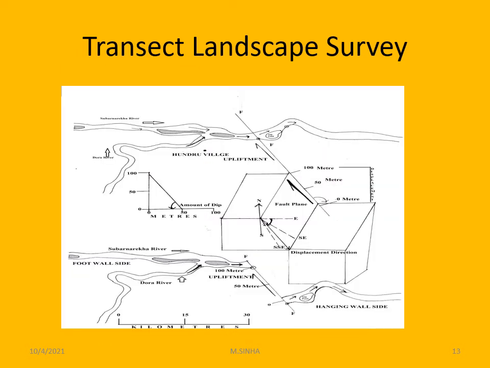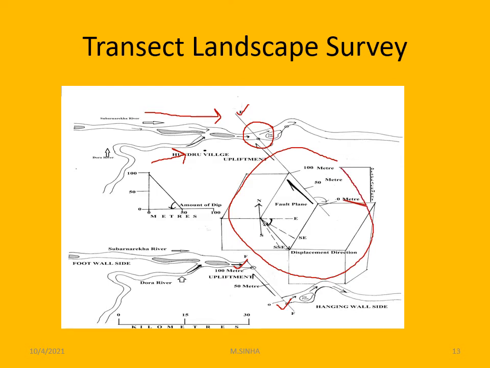It's an example of a transit study. It's a real information study. This is the river Subarnarekha flowing in that direction, and this is the Daronala, and here the Hudru Falls. Hudru Fault is a fault zone. Here the fault zone is measured by the transit method. This is the Hudru Falls. This Hudru fault zone is measured and plotted in that diagram.